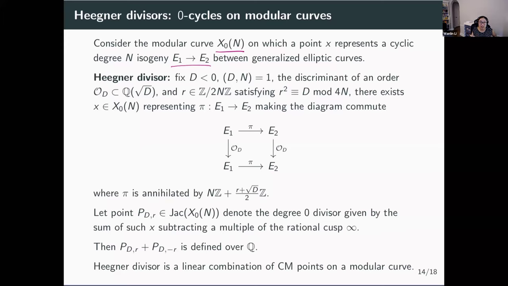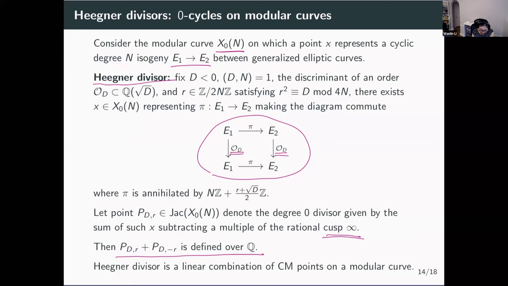And from this modular interpretation, it's easy to explain what a Schoen divisor is. Namely, a Schoen divisor is a sub-moduli space, the points that parametrize some more data. Every point on X naught of n parametrizes E1 to E2, and then I can further give a moduli problem which describes E1 to E2 together with an endomorphism, with a specific endomorphism ring. This moduli problem will cut out finitely many points on the modular curve X naught of n. I take these points and subtract the number of them times the rational cusp infinity, and I will get a divisor. From CM theory, we know that this divisor is canonically defined, and thus is defined over Q.